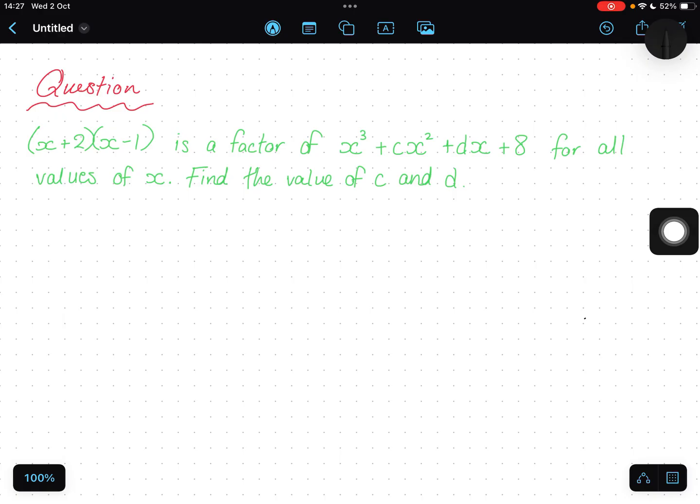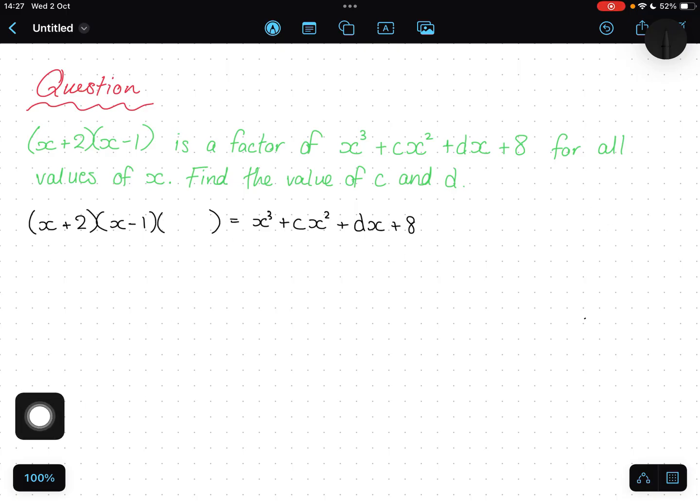So let's break this down. They told me that x plus 2 times x minus 1 is a factor. Okay, that means that it still needs to multiply by something else to get me to the expression x cubed plus cx squared plus dx plus 8. So I'm missing something inside this bracket here.